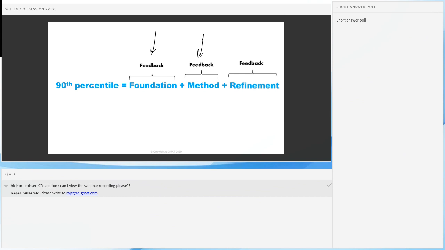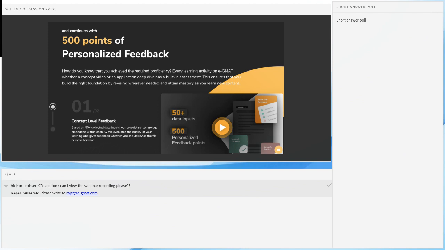And then once you hit that 70th percentile, you need analytics to figure out which areas you lack in, and then you need feedback again to tell you that you've actually improved on those areas and achieved that 90th percentile. So if you've not seen, go to our homepage, look at how we give 500 points of personalized feedback to every student on our platform, and how that personalized feedback leads to success.